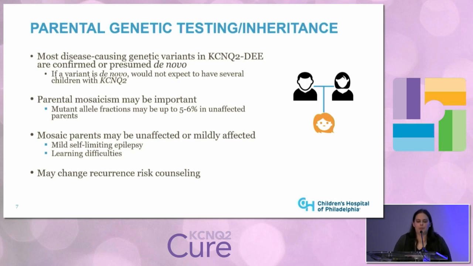where parents may have a small portion of their body that may carry this genetic change that wouldn't necessarily pop up when we're doing initial screenings. And this can be kind of difficult to discern clinically because often parents who are mosaic may be unaffected, or they may have mild symptoms that wouldn't have otherwise flagged that we should be concerned that they have this. They may have mild epilepsy or learning differences, and knowing about this may change recurrence risk counseling.